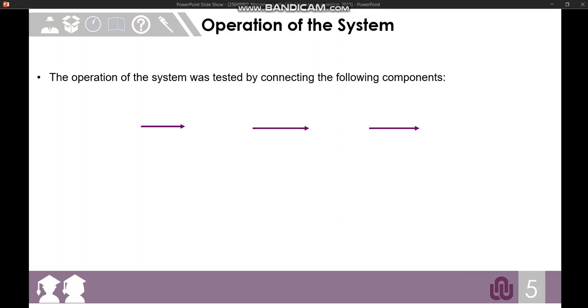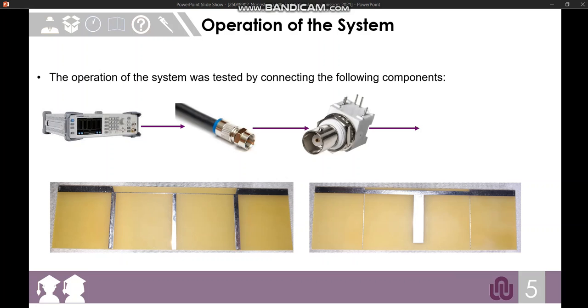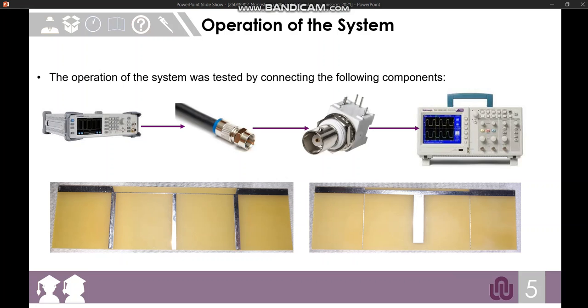In terms of the operation, the system was tested by connecting the following components. These components are the signal generator, which provided the circuit with a sinusoidal signal. This was connected to the 50 ohm coaxial cable, which is connected to the BNC connector, which was on the low pass and the high pass microstrip.